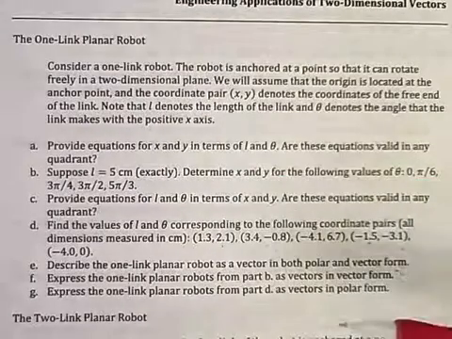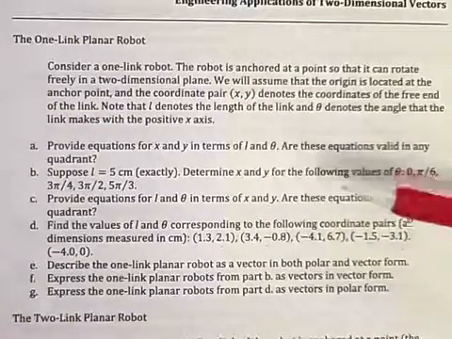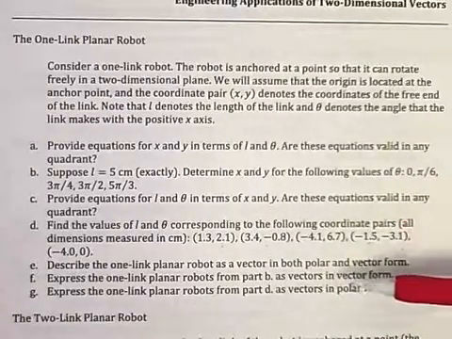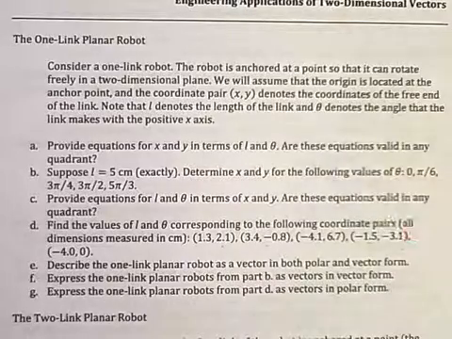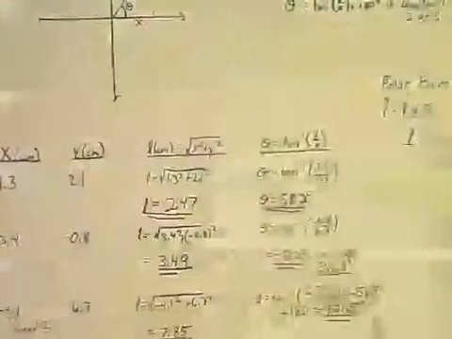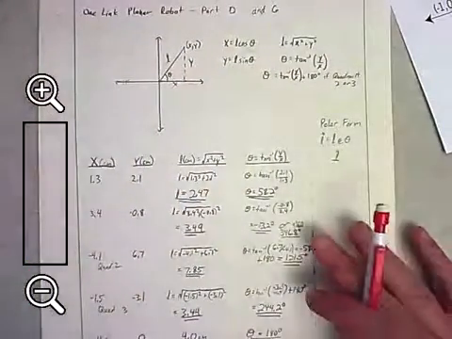Okay, we've made it to the last part of the one-link planar robot example, which is part G, and it asks us to express the one-link planar robots from part B as vectors in polar form. So if we remember back, we had our one-link planar robot.